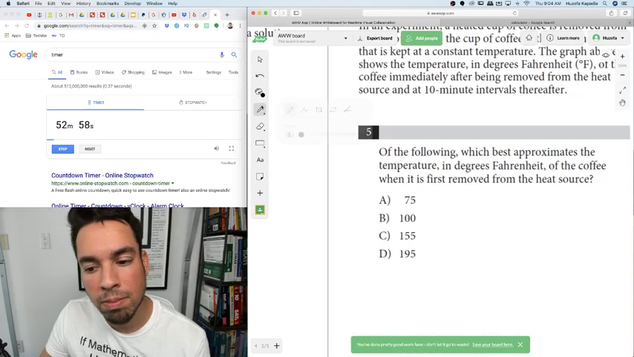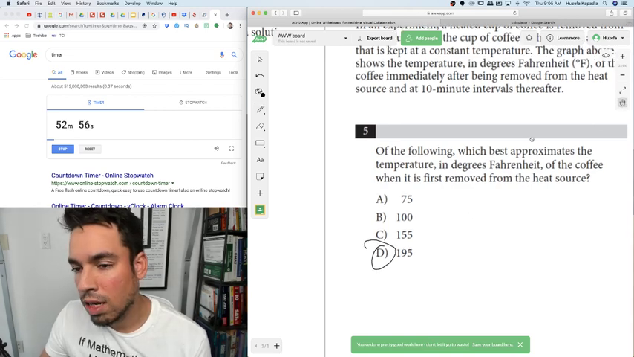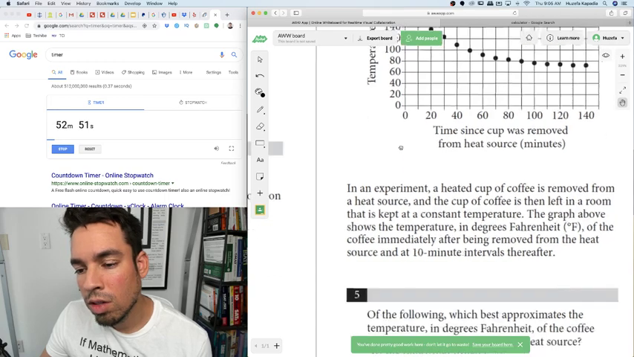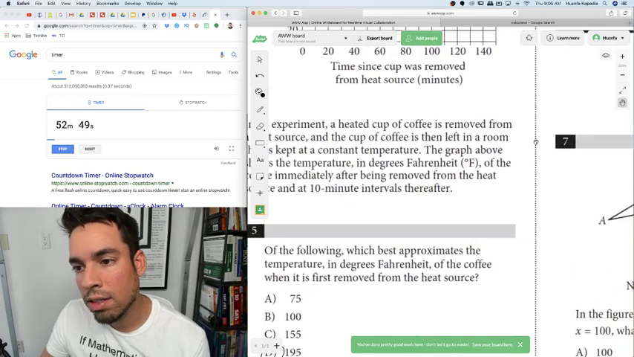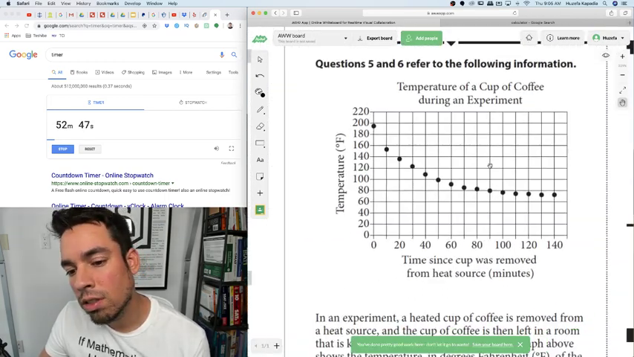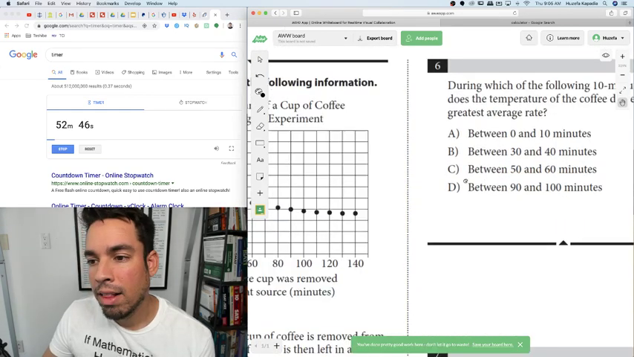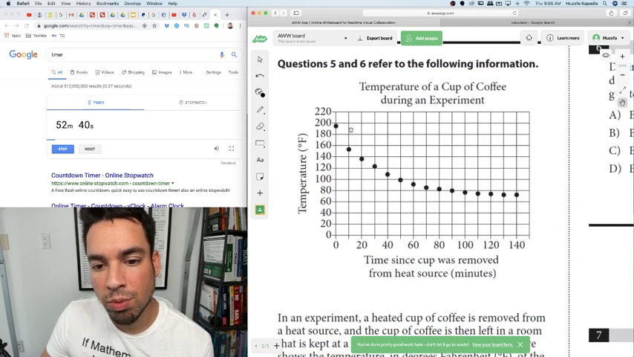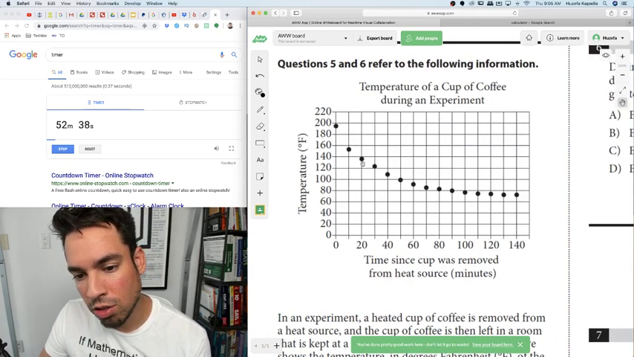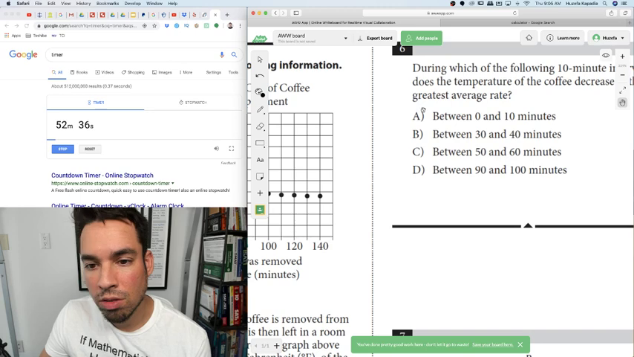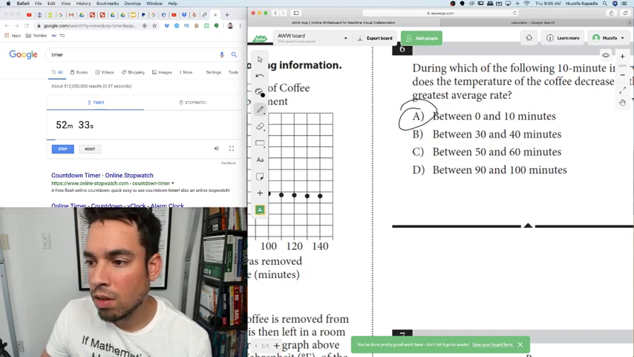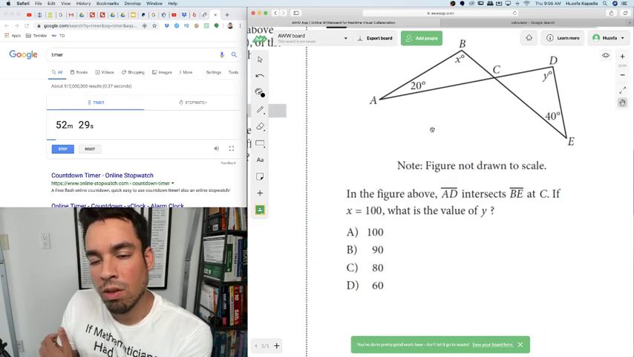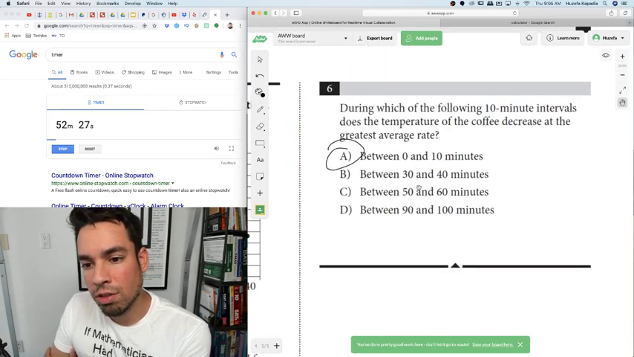195 or something. Yep. You can see that occurring right here. So that's when it's first removed. And then, hold on, let's make sure. Yeah. During which of the following 10-minute intervals does the temperature of coffee decrease at the greatest average rate? Right here, between 0 and 10. Look, boom. And then here it drops a little bit less. So it's clearly 0 and 10. And then that's it. Only 2 questions.